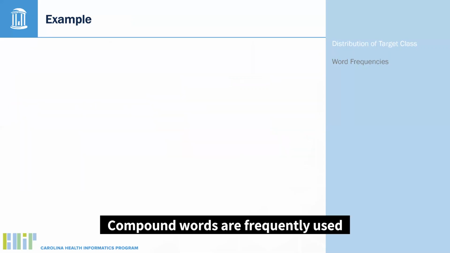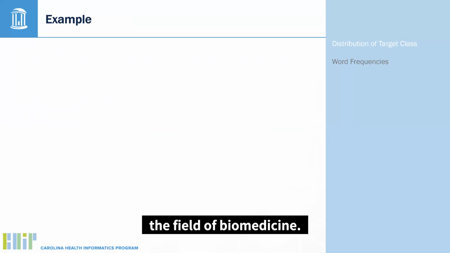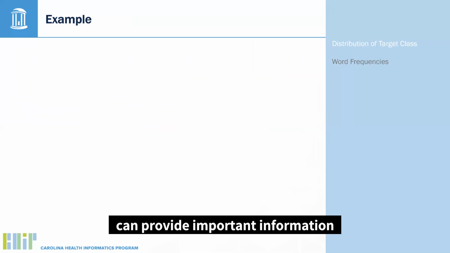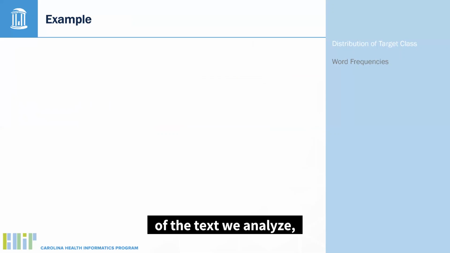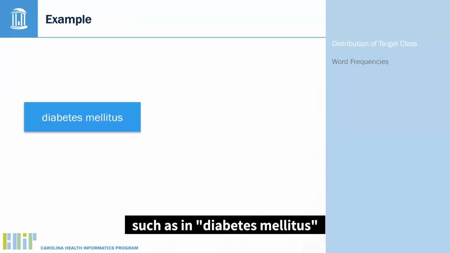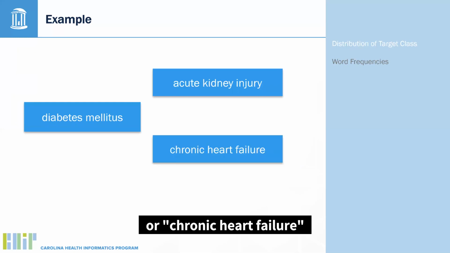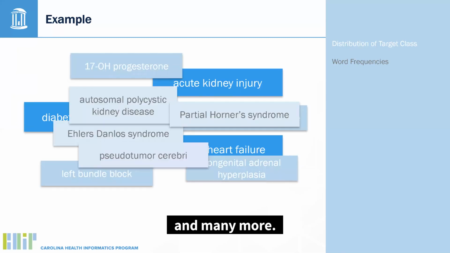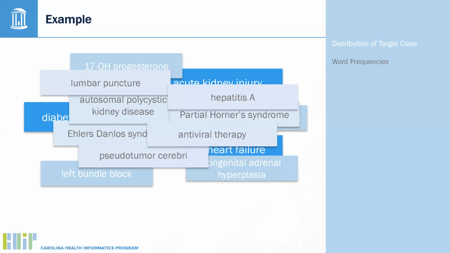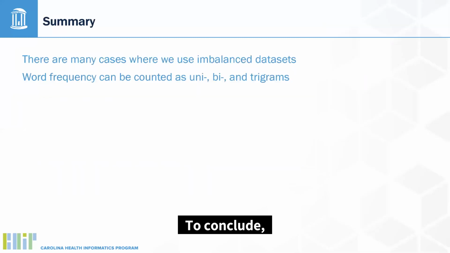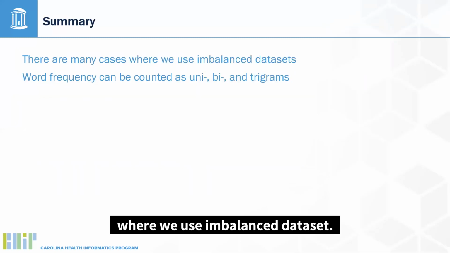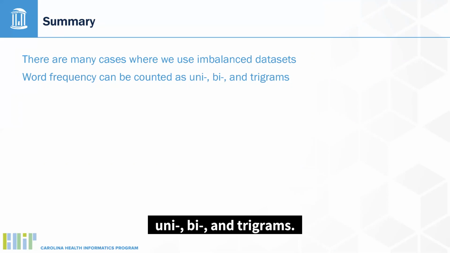Compound words are frequently used in the field of biomedicine, so bigrams and trigrams can provide important information about the text we analyze, such as in diabetes mellitus, acute kidney injury, or chronic heart failure, and many more. To conclude, there are many cases where we use imbalanced datasets, and word frequency can be counted as uni, bi, and trigrams.